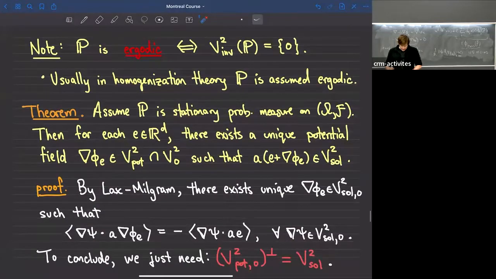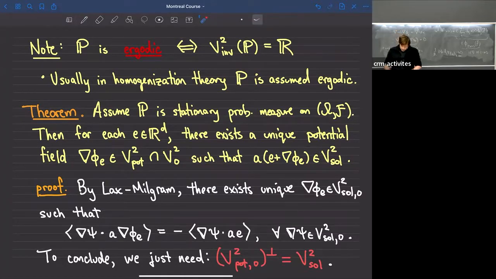As I said, P is ergodic if and only if this is. Is that what I meant to write? No, I meant to write constants. I think I meant to write this, if it can be identified with R. Usually in homogenization theory, this P is assumed to be ergodic so that this property is true. That's actually the definition of ergodic: it's just that this subspace is trivial.